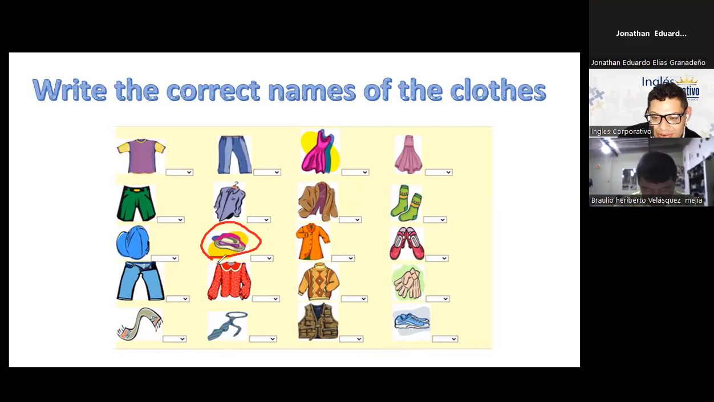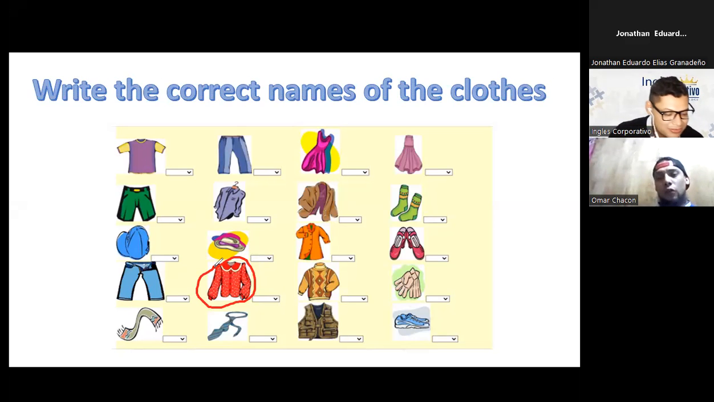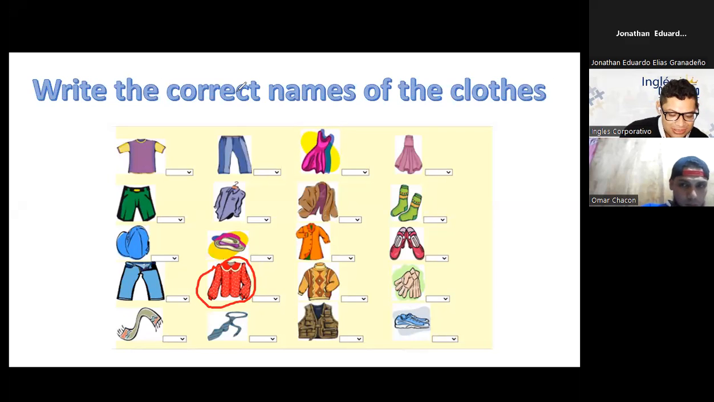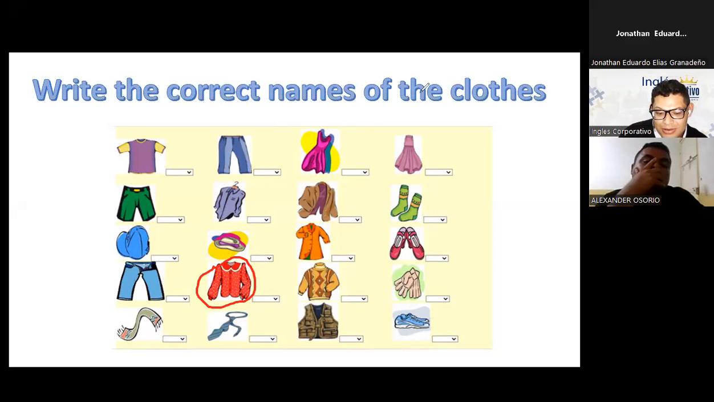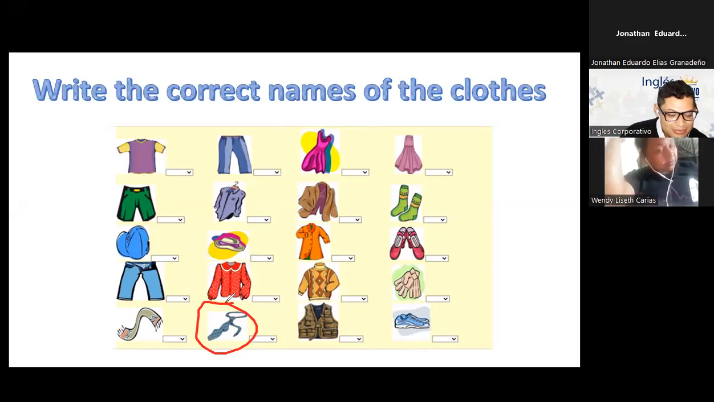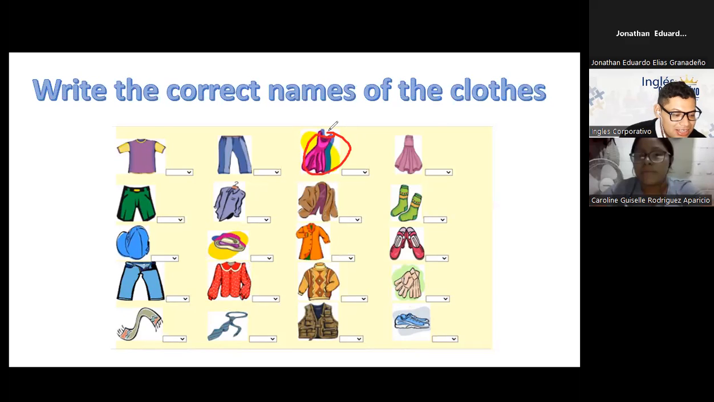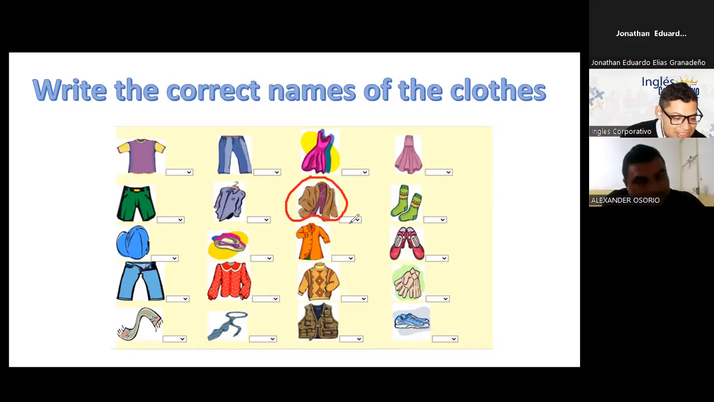Y vamos con la siguiente. We will erase this one and we go on to the next part. Blusa. Blouse. Exactamente, así como lo están pronunciando. Y vamos con la siguiente. Tie. Vamos con la siguiente. Dress. Okay, that's correct. ¿Y qué era este que está aquí? Jacket. It's a jacket, right?